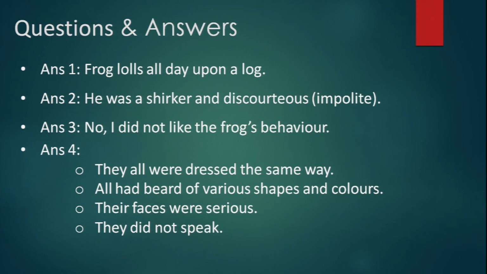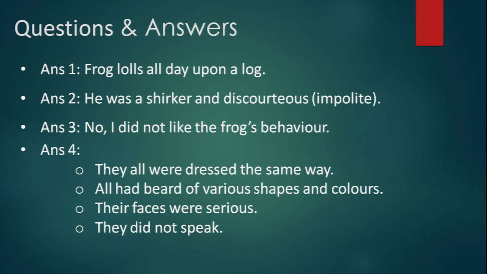The fourth question was, what were the strange things about the men that were there? The first is they were all dressed the same way. Do you remember that when we read the story, there were men who were playing nine pins, and the main thing about them is that they were all dressed in the same way and all had beards of various shapes and colors. And when they were playing nine pins, I have told you that their faces were very serious. This is also a strange thing about them, because when we are playing, we make noise and are joyful, but when they were playing, their faces were very serious and they did not speak. So these are the strange things about those men.